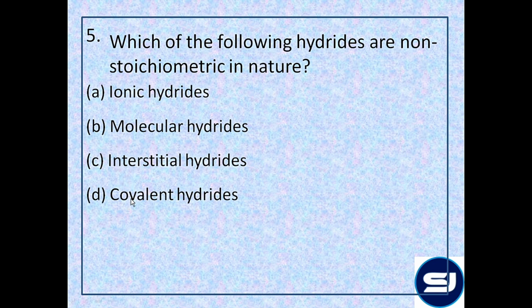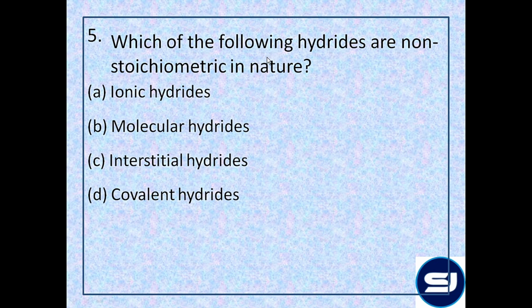Molecular and covalent hydrides are one and the same, and these are obtained from the p-block elements and they are also stoichiometric. But interstitial hydrides are obtained from d and f block elements and they don't have a perfect stoichiometry, meaning there is a deficiency with respect to hydrogen. So the non-stoichiometric metallic hydrides are interstitial hydrides obtained from d and f block elements.